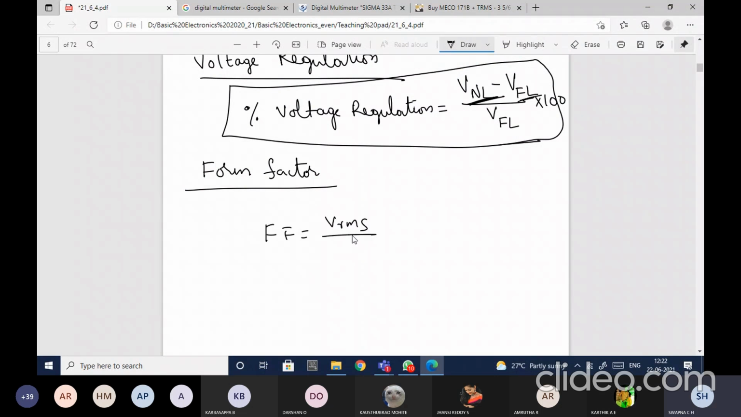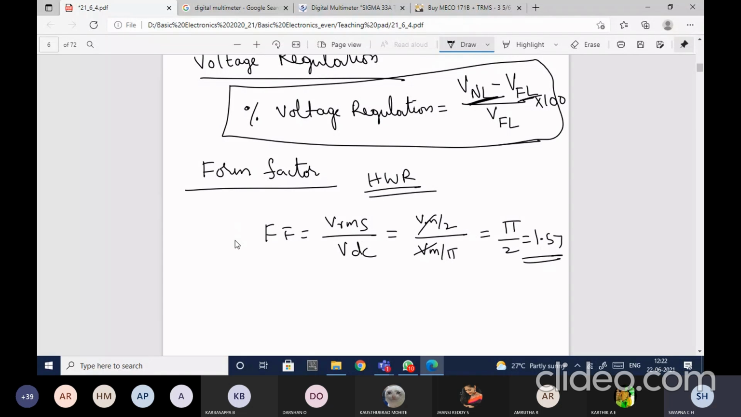Form factor is nothing but VRMS by VDC. Or you can even take IRMS by IDC, anything is fine. VRMS we have got as VM by 2 for the half wave rectifier, and VDC we have got as VM by pi. So VM will get cancelled, and it is pi by 2, which is 1.57. So the form factor of the half wave rectifier is 1.57. These are all the derivations related to the half wave rectifier.